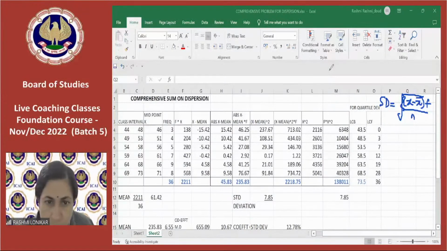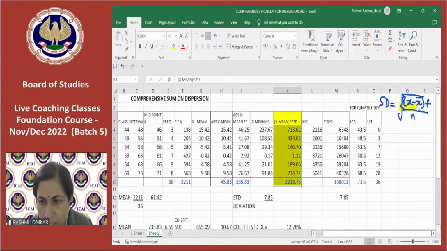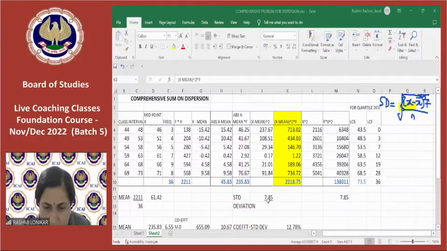Here I am using x minus x bar, and then I am using x minus x bar. So I have x minus x bar the whole square into f. Okay, I forgot to write the square. Whole square into f upon n. So I have done x minus x bar whole square into f and I've got this answer. And when I divide it by n, I get the standard deviation as 7.85. Okay, so this is my standard deviation.